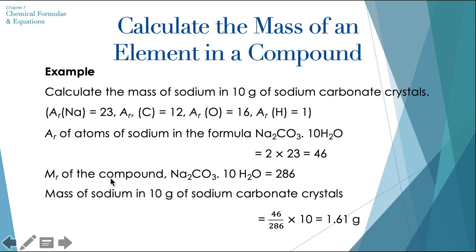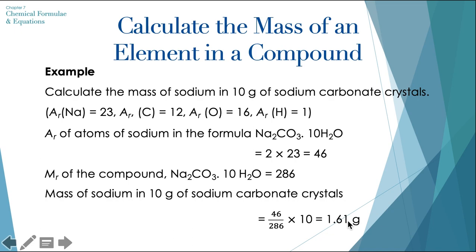Now, the molecular mass of the compound is equal to 286. We found it previously. So, the mass of sodium in 10 grams of sodium carbonate crystals would be equal to 46 divided by 286, okay? 46 is the atomic mass of the atoms of sodium in this, and we divide it by the molecular mass of this compound, and then we multiply it by 10, the amount of grams of the compound they've given. Right now they're 10. If there are 5, then we multiply it by 5, or 3, or anything else, right? So we multiply by 10 and we get 1.61 grams.